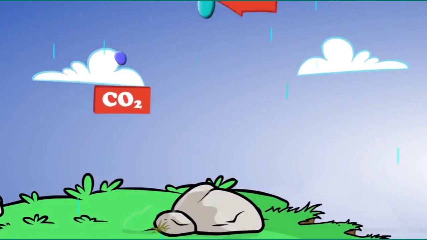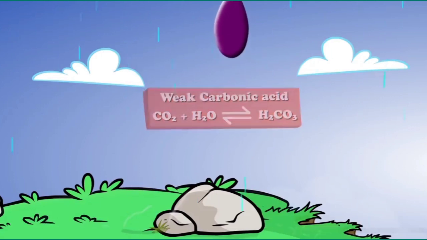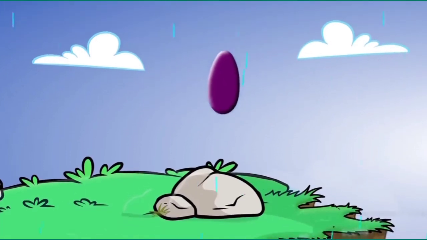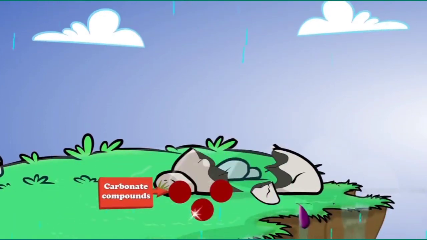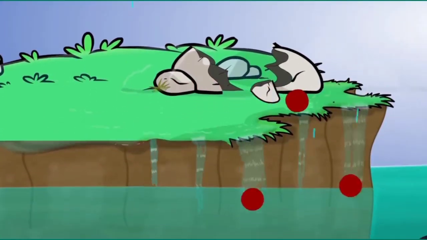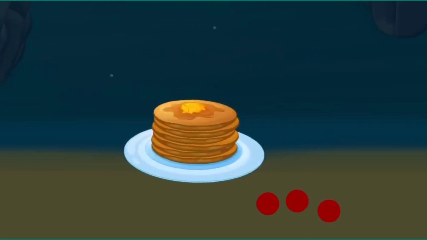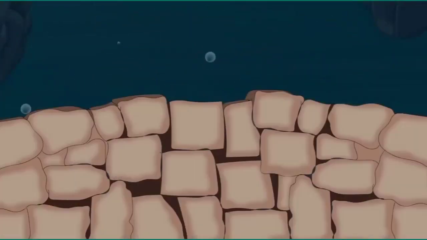In the atmosphere, when carbon dioxide dissolves in raindrops, it forms weak carbonic acid. This rainwater, on reaching the Earth's surface, slowly starts causing weathering of rocks, forming carbonate compounds. Now, due to erosion, these carbonate compounds are washed into the oceans, then they get deposited, settling at the bottom of the ocean. Over time, just like a stack of pancakes, several layers of sediments accumulate on the floor. When conditions are suitable, large deposits of these sediments convert into rock like limestone.